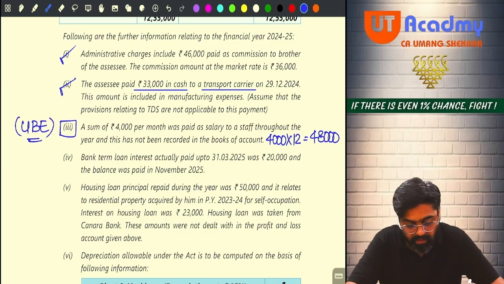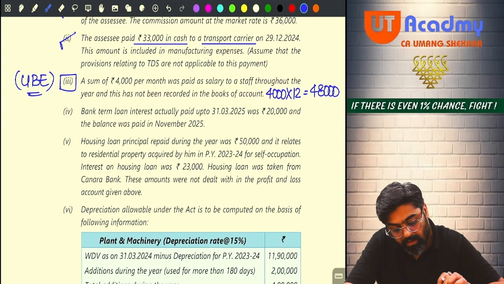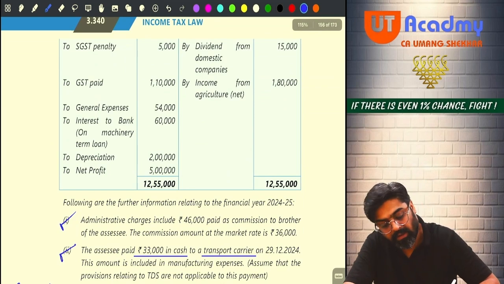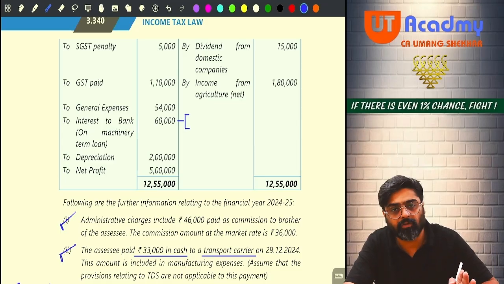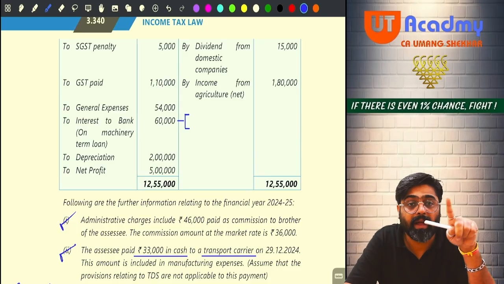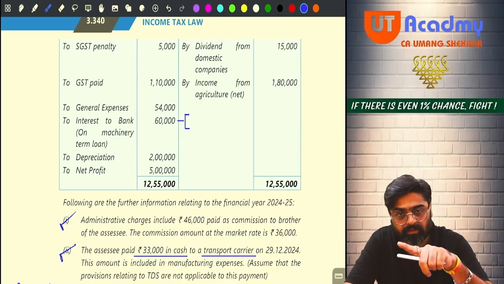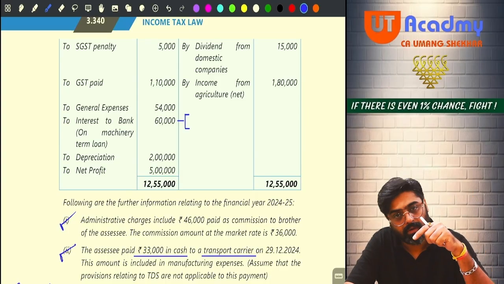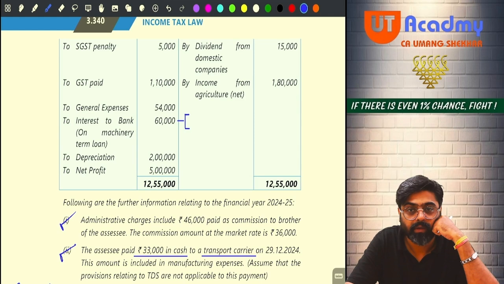Yes or no? Bank term loan interest actually paid up to 31st March 2025 was 20,000, and the balance was paid in November 25. Now check the bank term loan interest. How much is that? 60,000. Out of that 60,000, 20,000 paid till 31st March, meaning 20,000 paid in this year only. See, bank is a specified lender, okay? Specified lender, you are taking a business loan. On that, if you are paying interest, that interest will be allowed if it is paid in this year or on or before the due date of filing ROI of this year. Getting my point?